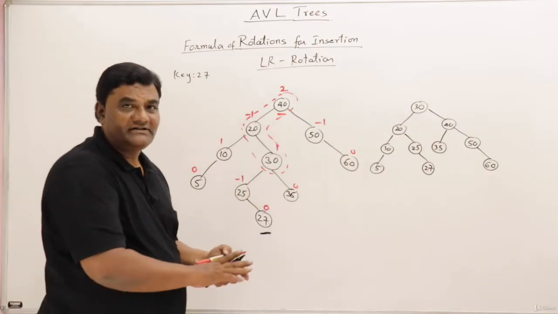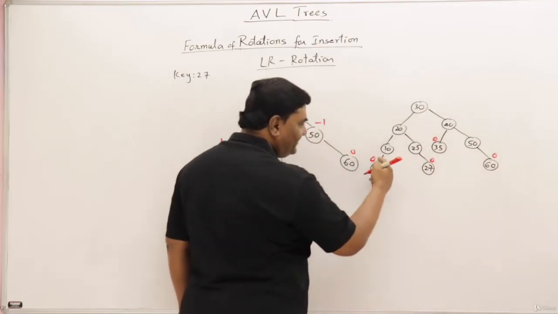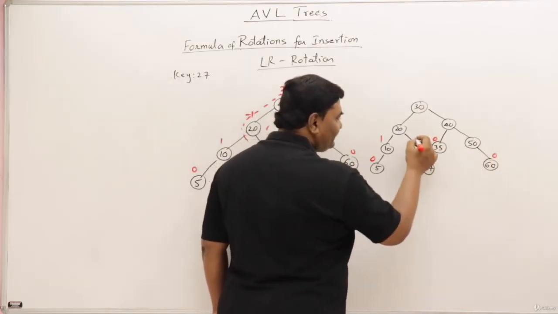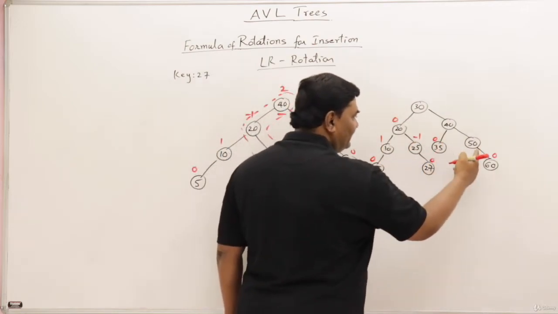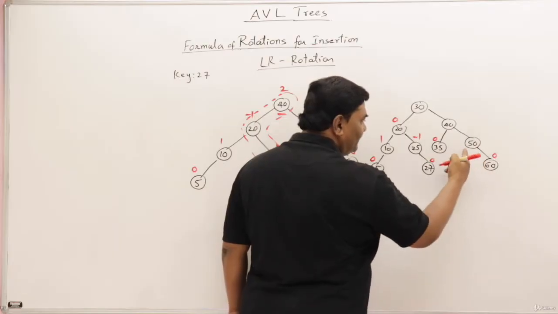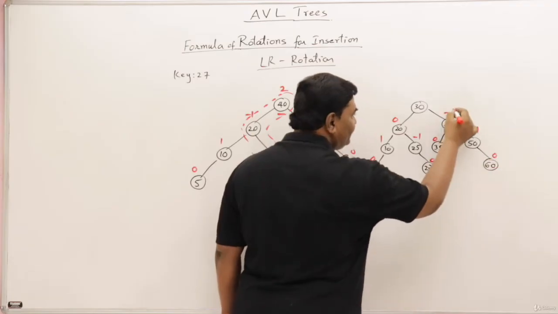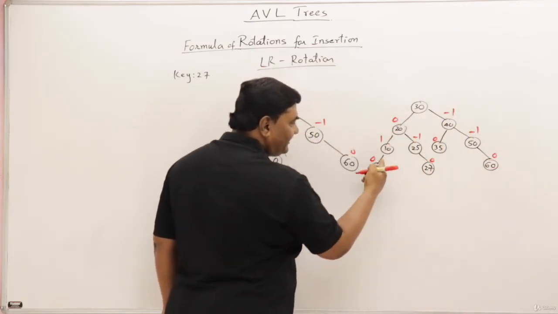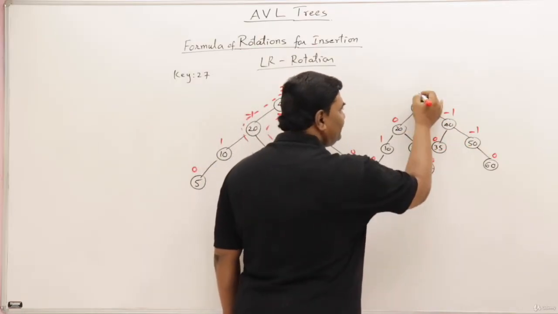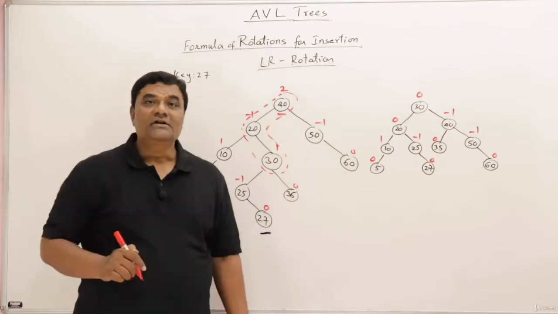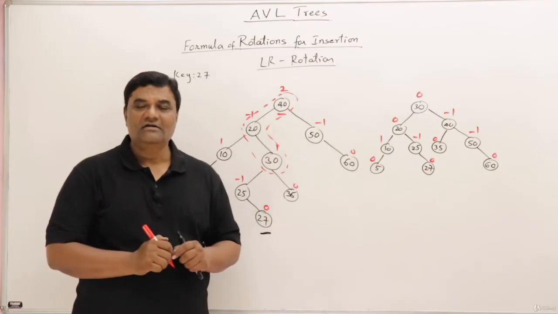Let us check the balance factors and find out. 0, 0, 0, 0. This is 1 minus 0, 1. This is 0 minus 1, minus 1. This is 1, 2, so 1 minus 2. 2 minus 2, 0. This is 0. This is 0 minus 1, minus 1. So this is 1 minus 2, so this is minus 1. This one, 1, 2, 3. Or you come this way also, 1, 2, 3. And 1, 2, 3. 3 minus 3, 0. It is balanced.